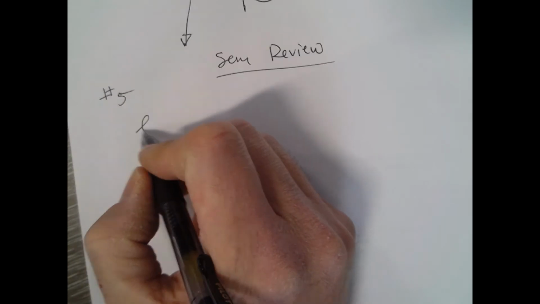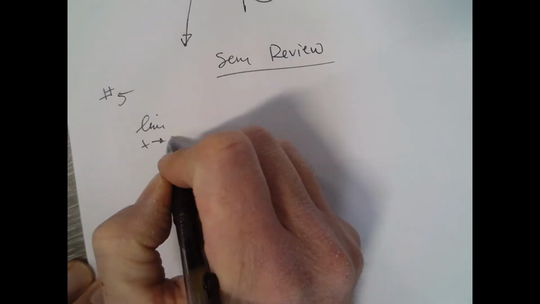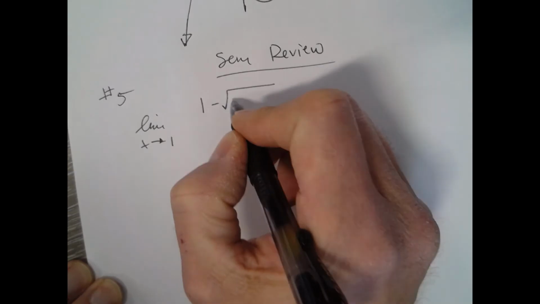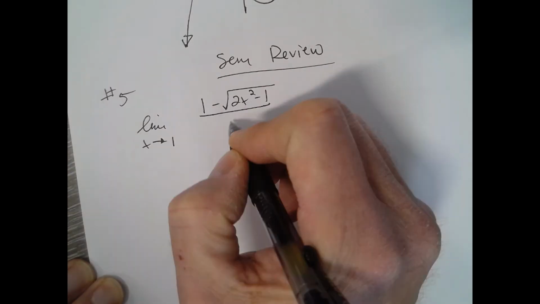Should have copied it down first. Semester review number 5, we'll find the limit as x approaches 1 of 1 minus the square root of 2x squared minus 1, over x minus 1.